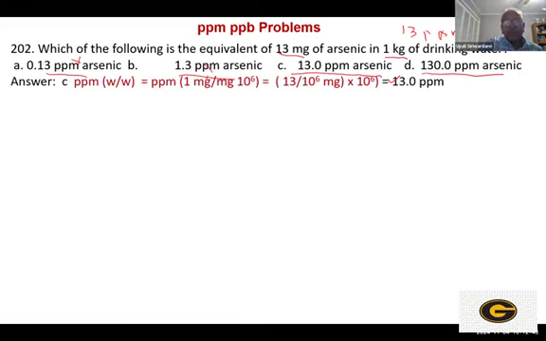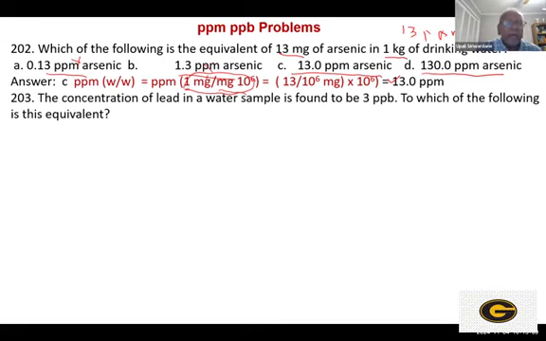When you put this idea, ppm is the same as 1 milligram per kilogram. A kilogram is 10 to the 6 milligrams. So this is how we got the answer C.